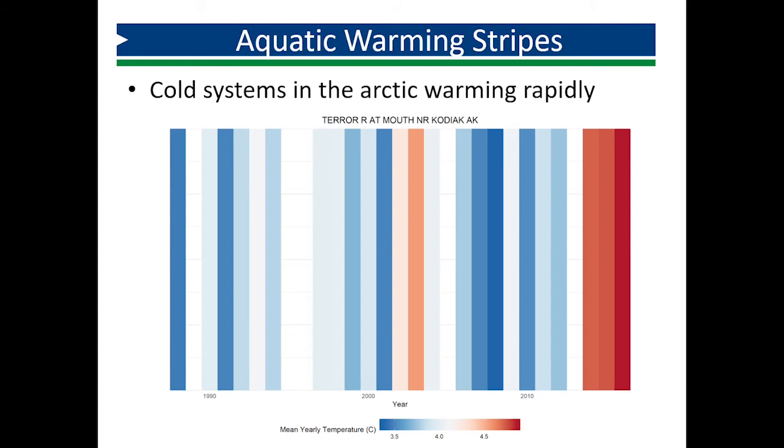So here's an example of a cold system. This is the Terre River at the mouth near Kodiak, Alaska. You'll see that this system is very cold in a relative sense, with mean annual temperatures ranging from 3.5 to almost 5 degrees Celsius, which is very cold for a mean annual temperature. But these, even though they're very cold, are warming at a rapid pace. You can see in the early 90s the temperatures were below 3.5, and in recent years they have accelerated in their warming.